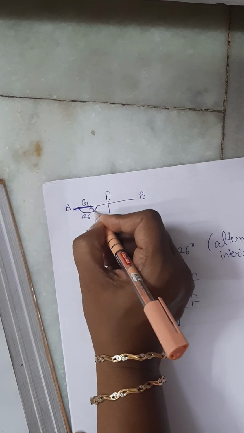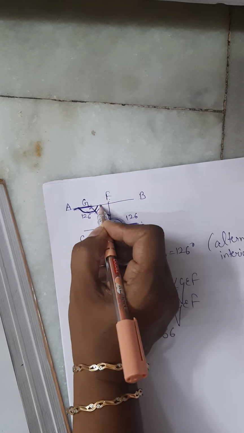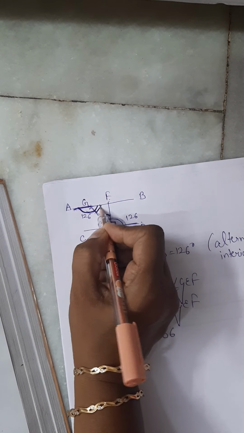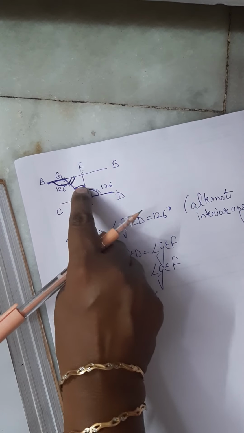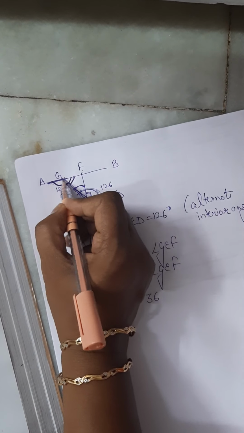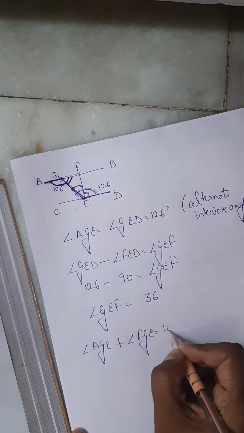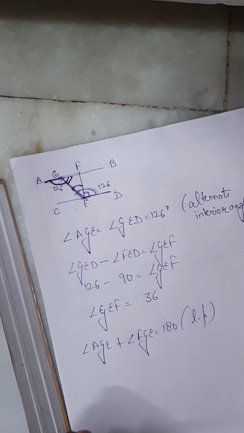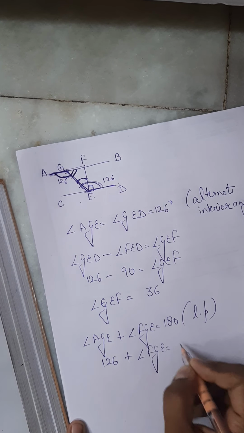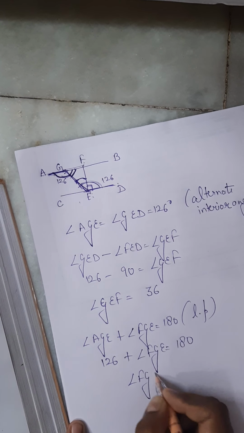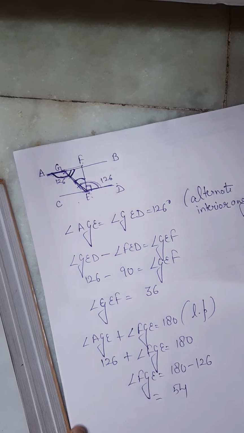Now the last part, the question says find FGE. Where is FGE? This one, right? So how can we calculate this one? You can see these two are forming a linear pair. So this is 126, given. This can be easily calculated by subtracting from 180. That is, angle AGE plus angle FGE is 180 because they are forming a linear pair. AGE we have already calculated as 126, plus FGE is equal to 180. On subtraction, we can easily get the value of FGE also, that is 54.